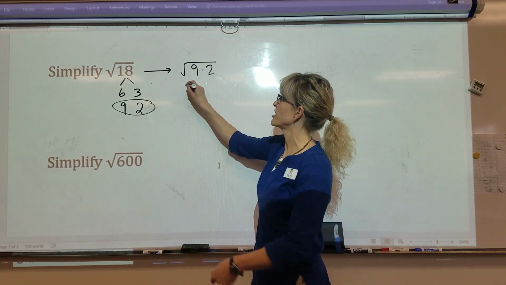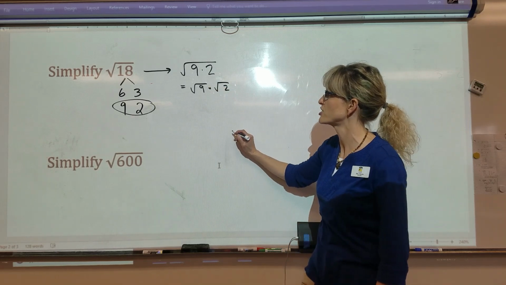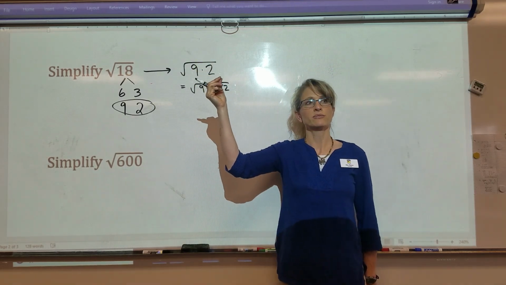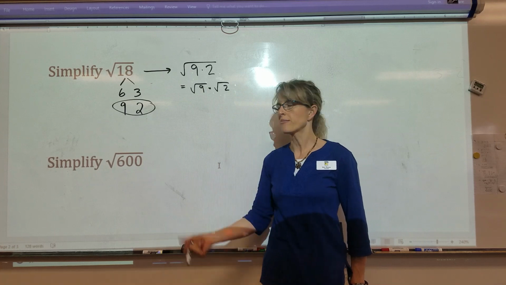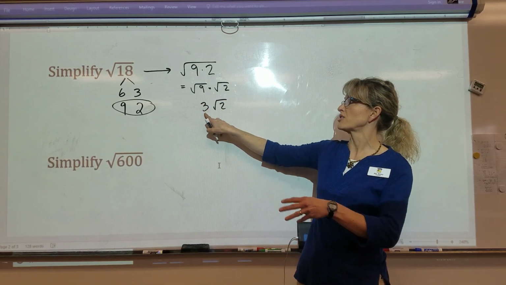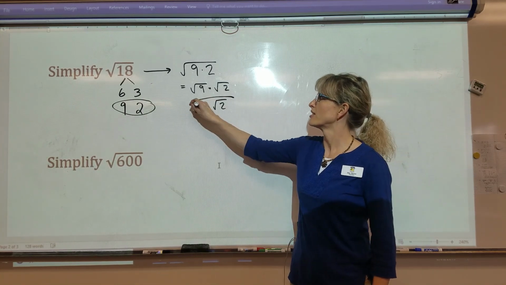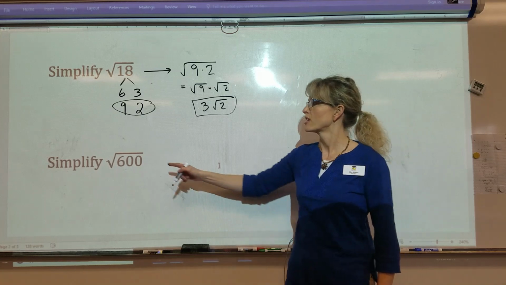The product property says I can split them up into 2 radicals, still multiplying by each other. Root 9 is, think. Okay, ready? 3. And look, I took the square root. It's just 3. So don't be writing another square root over that. It's just 3. And copy that down. Simplified answer.